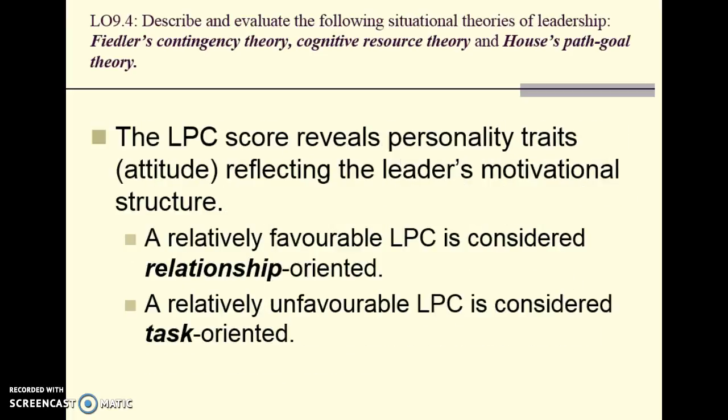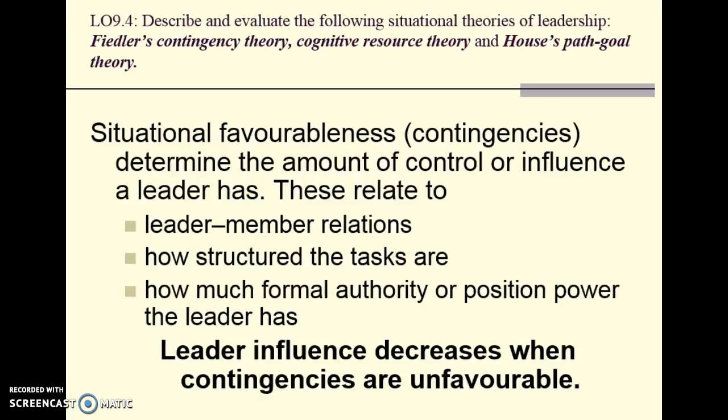The LPC score reveals personality traits and attitudes, reflecting the leader's motivational structure. A relatively favorable LPC is considered relationship-oriented. A relatively unfavorable LPC is considered task-oriented. Situational favorableness contingencies determine the amount of control or influence a leader has. These relate to leader-member relations, how structured the tasks are, and how much formal authority or position power the leader has.